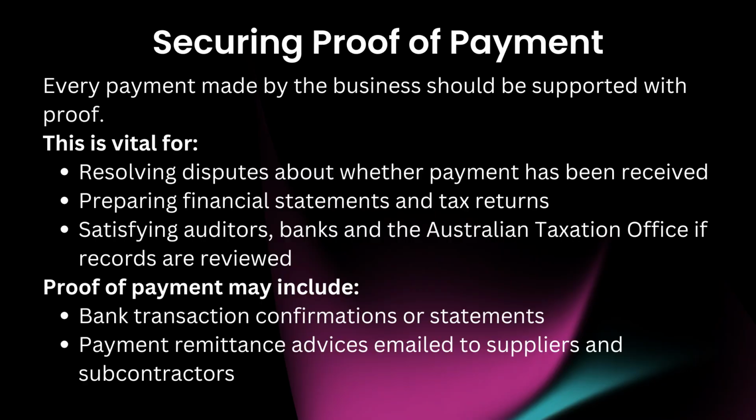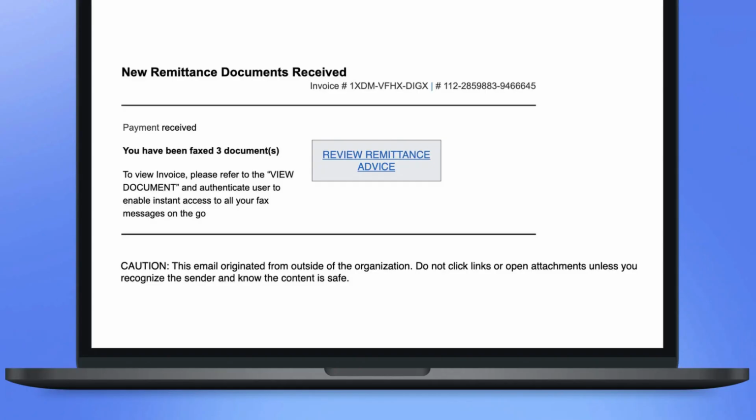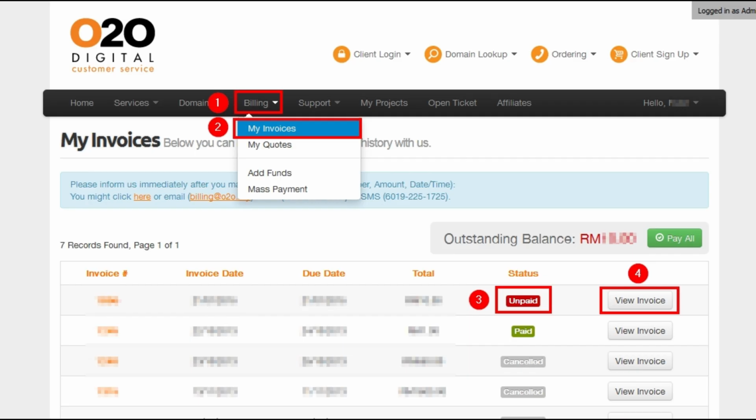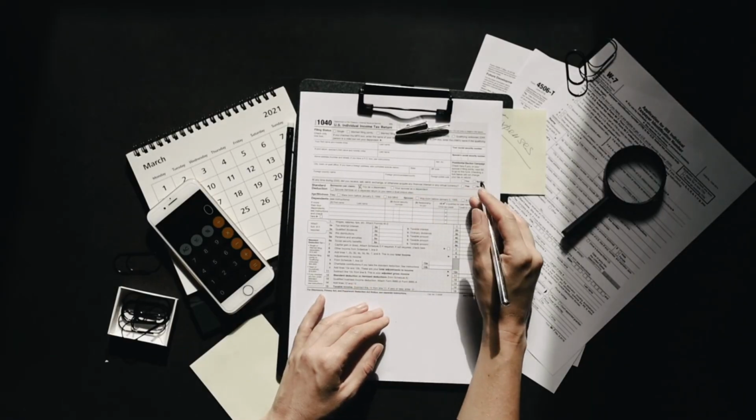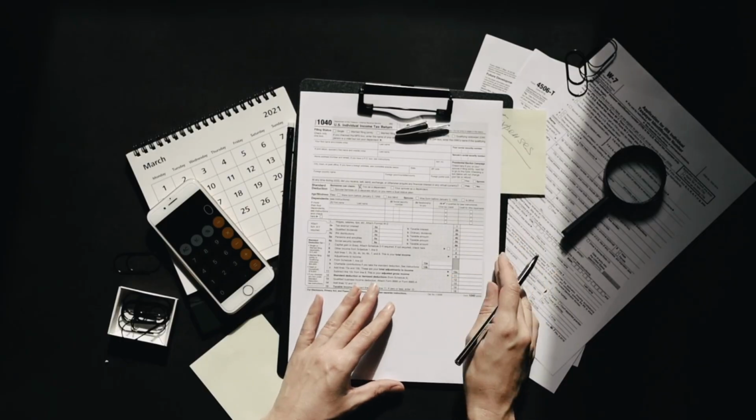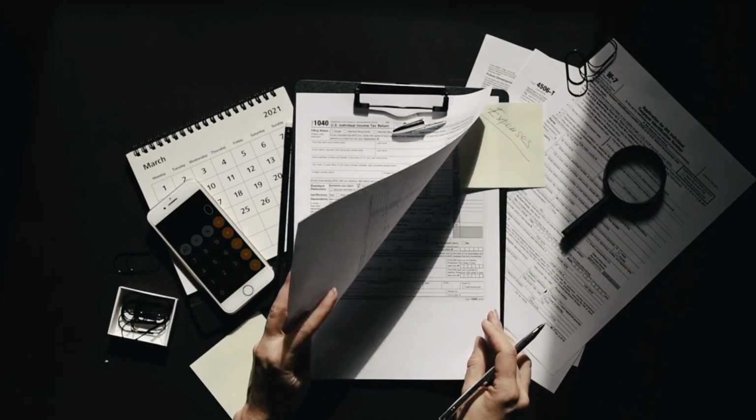Securing proof of payment. Every payment made by the business should be supported with proof. This is vital for resolving disputes about whether payment has been received, preparing financial statements and tax returns, and satisfying auditors, banks, and the Australian Taxation Office. If records are reviewed, proof of payment may include bank transaction confirmations or statements, payment remittance advices emailed to suppliers and subcontractors, and system records from your accounting software showing paid status and date. These documents should be stored and cross-referenced with the original invoice so you can easily demonstrate what was paid, when it was paid, and which invoice and purchase order it relates to.